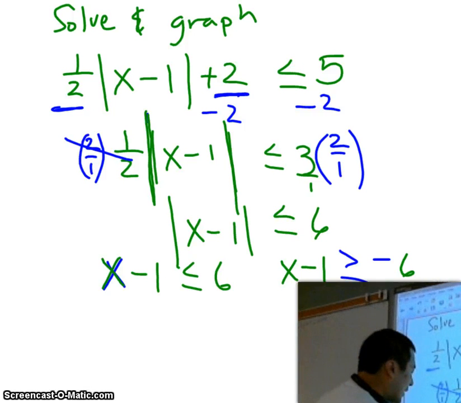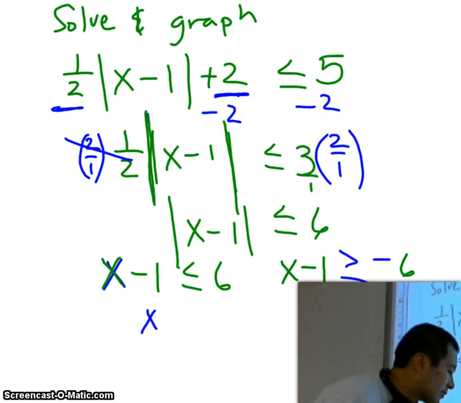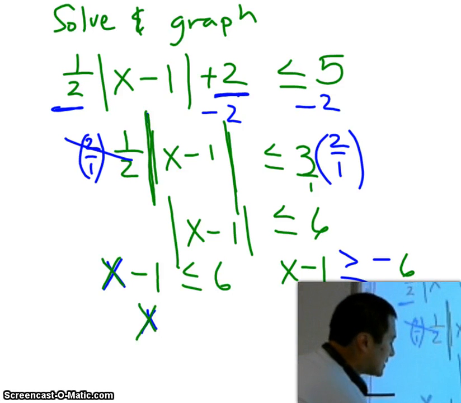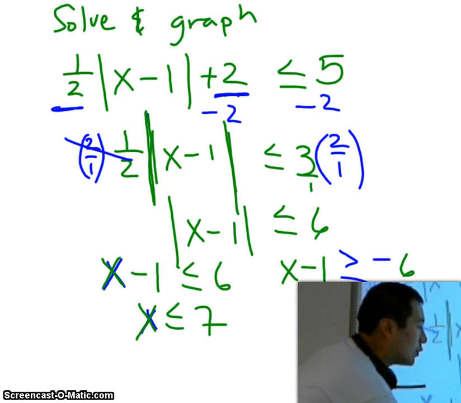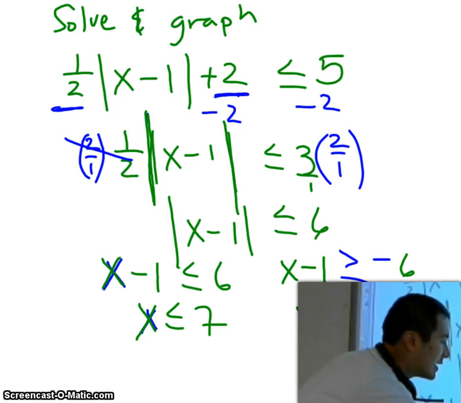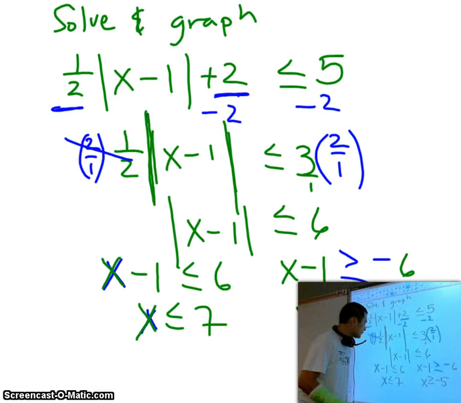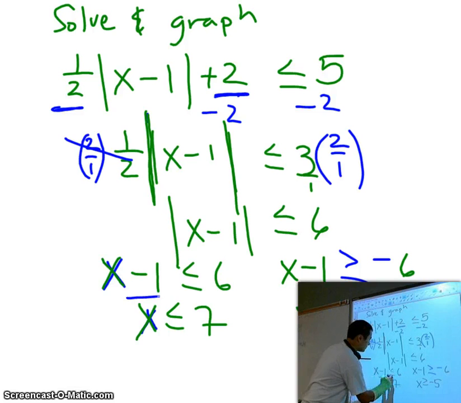Solve for this. Add 1 to both sides. X is, sorry about the colors, x is less than or equal to 7. Add 1 to both sides. X is greater than or equal to negative 5. There's my two answers.